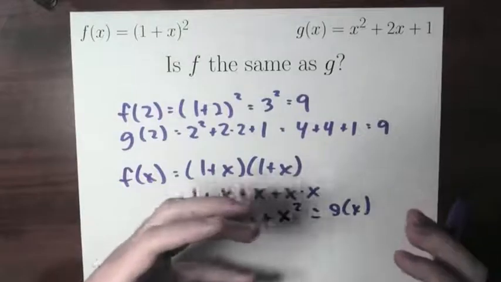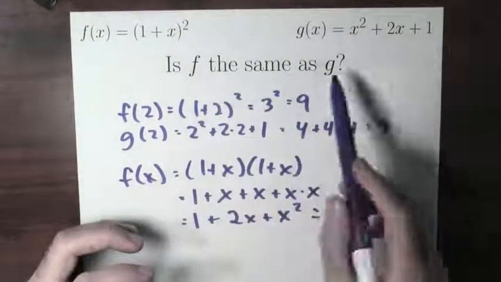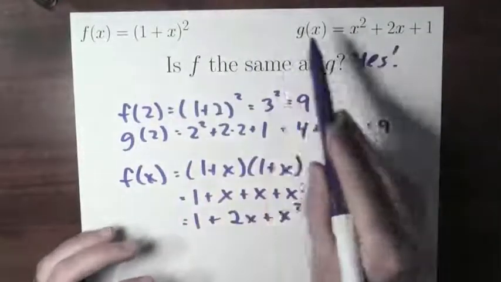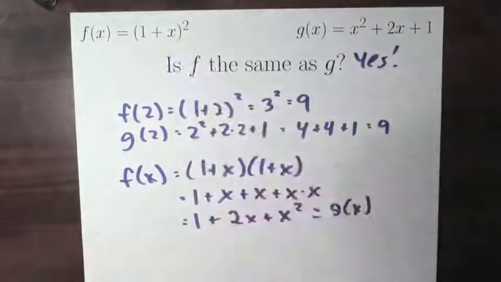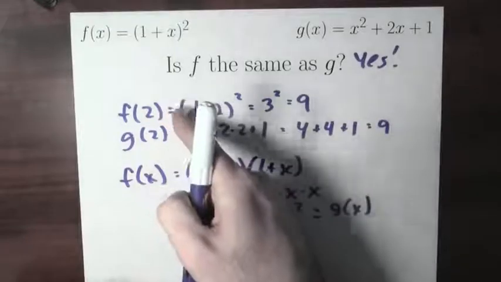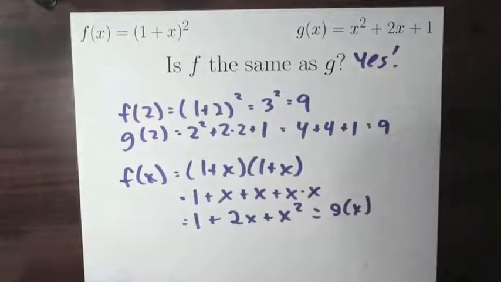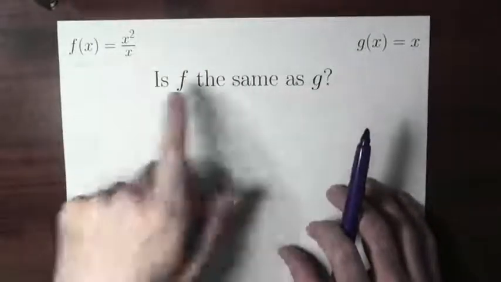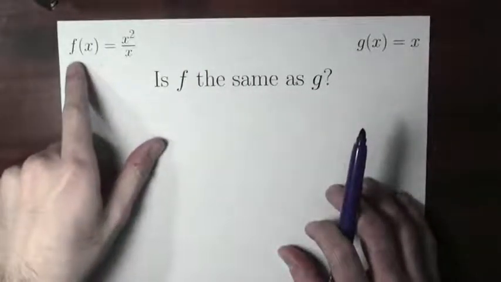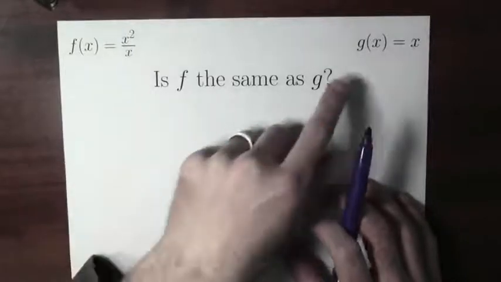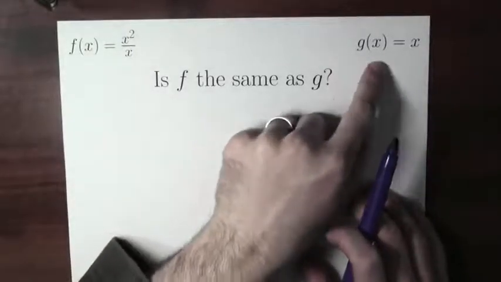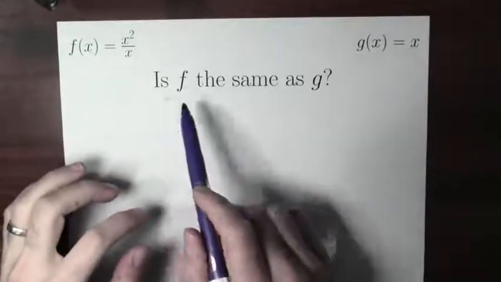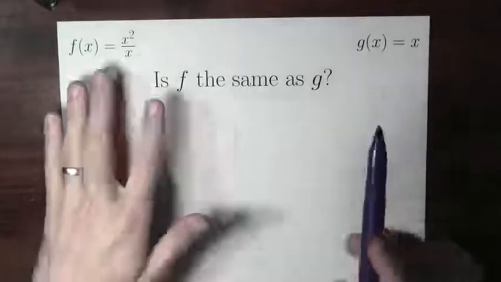So how are we going to deal with this? We're going to say that f and g are the same function, right? Not because they have the same rule, right? But because for every input value, they have the same output value. Here's a much more subtle example. Again, I've got two functions. f is defined like this: f of x is x squared over x, and g is defined like this: g of x is just x, the identity function. Same question. Is f the same as g? Are these the same function?